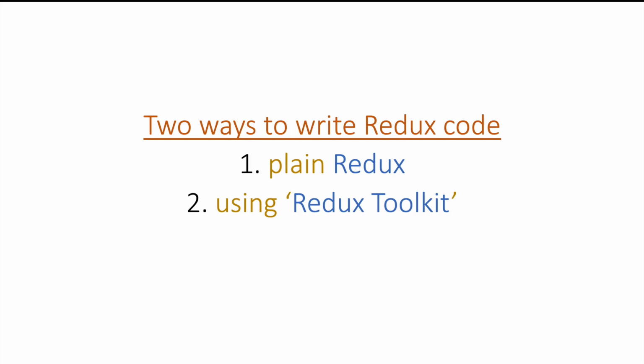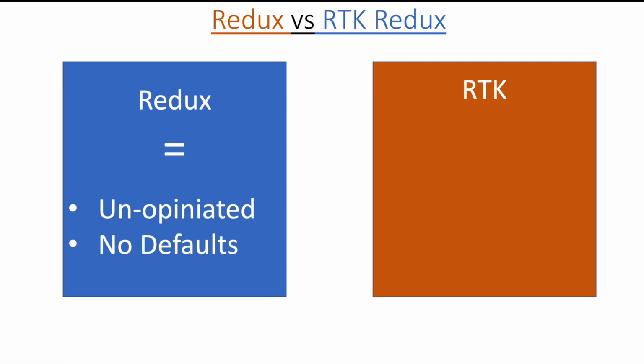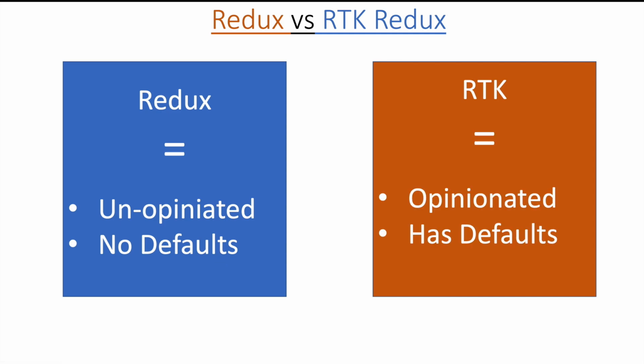Now that I have given you a brief introduction about Redux, let us look at how to write Redux code. Currently, there are two ways to write Redux code. One is plain Redux code, and the second method is using Redux along with the Redux Toolkit library. If we were to compare plain Redux versus Redux written using the Redux Toolkit library, we can say that Redux is unopinionated and there are no defaults, while Redux Toolkit is opinionated and it has some defaults, and it basically provides a layer of abstraction over plain Redux code.